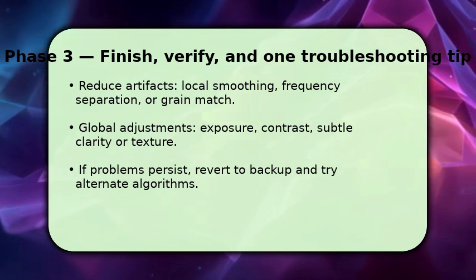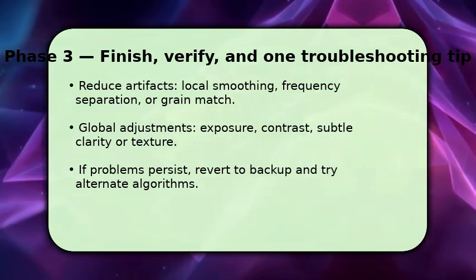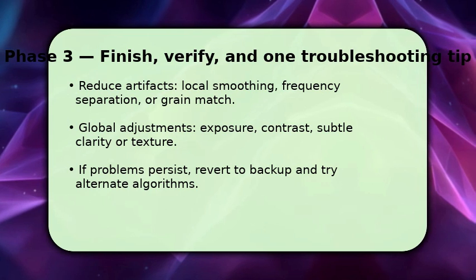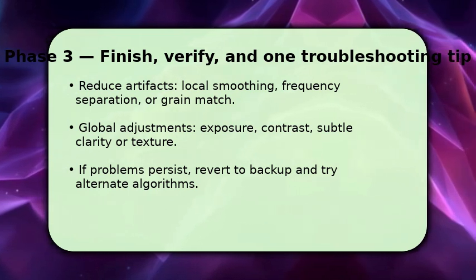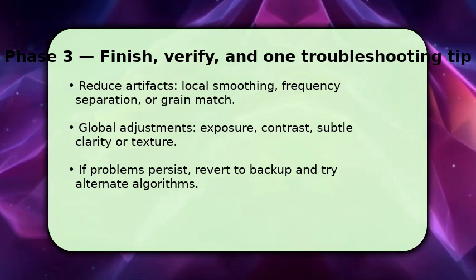inconsistencies. If you see ringing, over-sharpened halos, or amplified noise, revert to the duplicate layer, reduce sharpening parameters, or try a different deblur algorithm. That troubleshooting loop prevents degrading the original beyond repair.